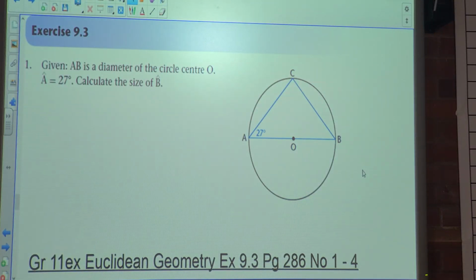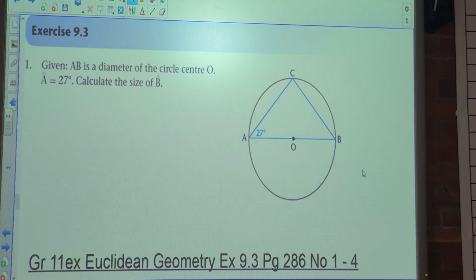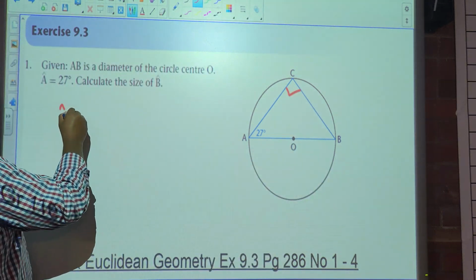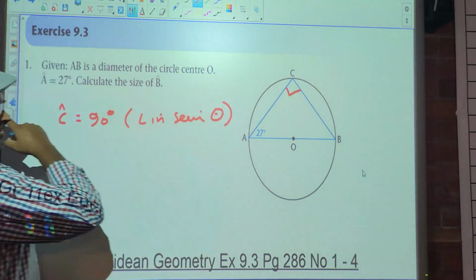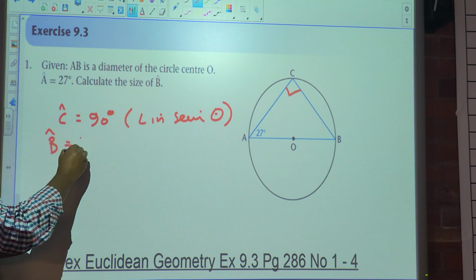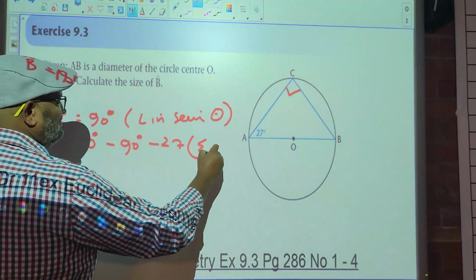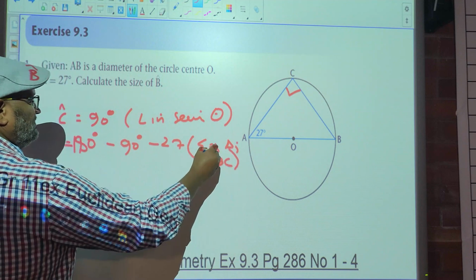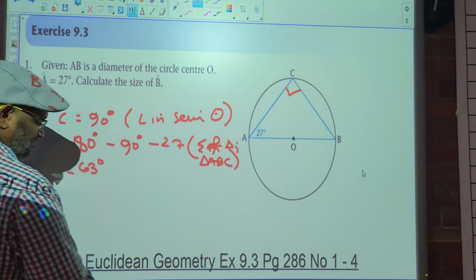So the theorem that we looked at for exercise 9.3 is the angle in a semicircle theorem. Since this is your diameter, angle C has to be 90 degrees. Why? Angle in semicircle. So we now say that angle B is equal to 180 degrees minus 90 degrees minus 27. Why? Sum of angles in a triangle, triangle ABC. That gives you an answer of 63 degrees.